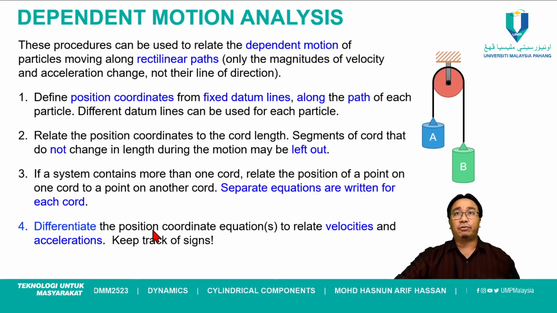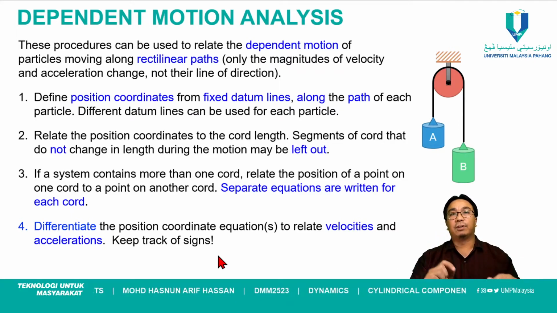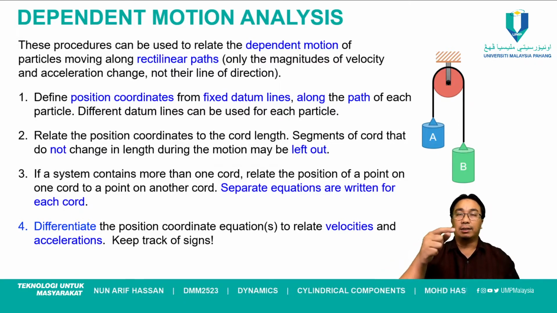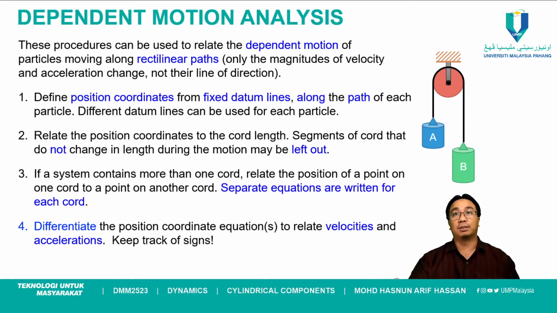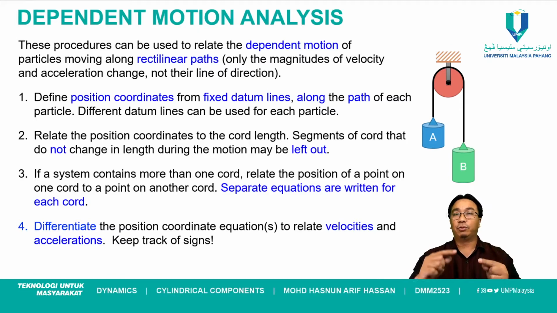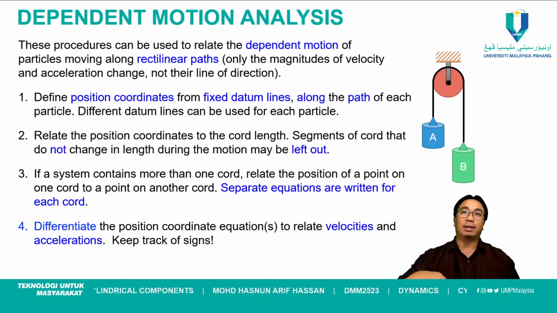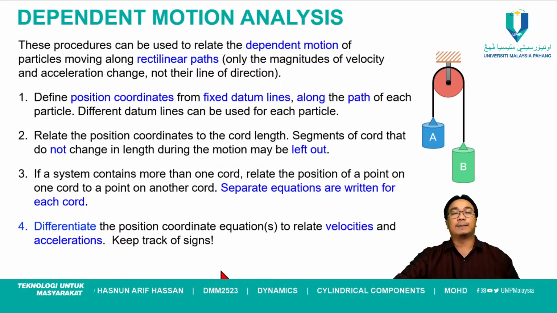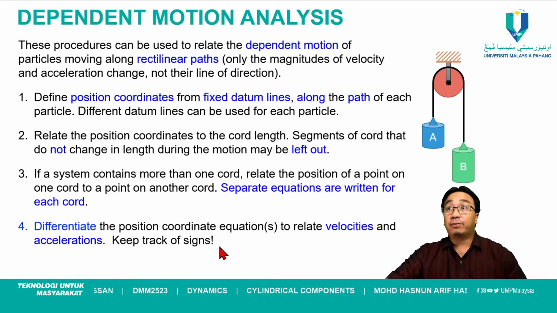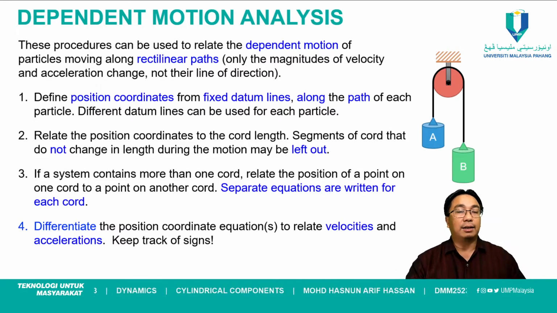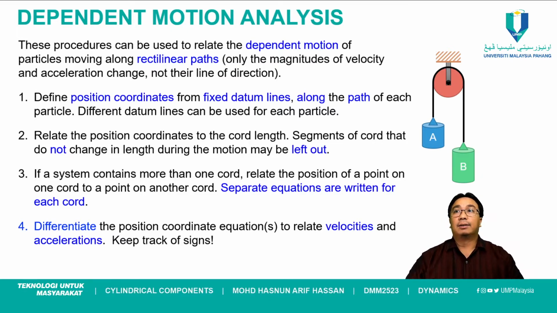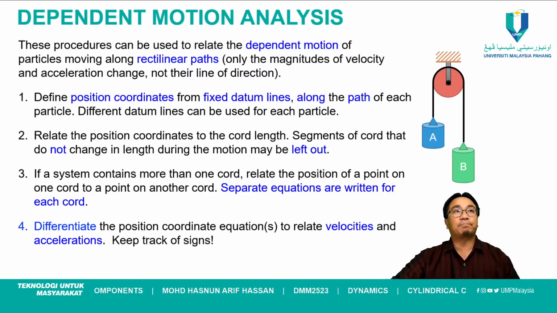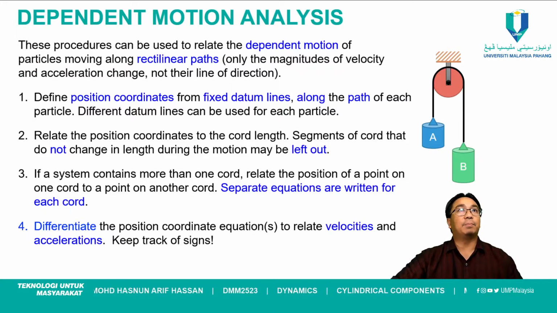Okay, and then differentiate the position to relate velocities and acceleration. Keep track of signs. This is important. Keep track of signs means the negative and positive we discussed earlier. If you define the coordinate downward, pointing down is positive, pointing up will be negative. If you define positive upward, down will be negative, pointing up will be positive. So that is what keep track of signs means. Okay. Do you have any question? If you don't have any question, then I would like to show a few examples on the calculation for this topic. Any questions?